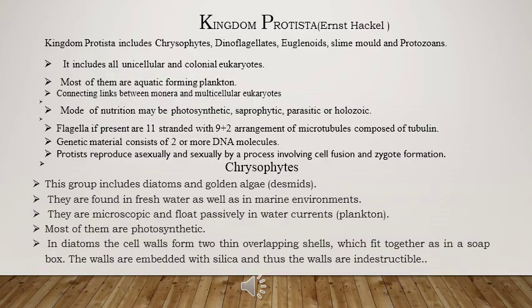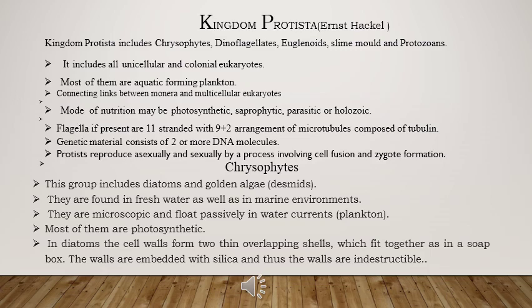Now start with kingdom Protista, given by Ernst Haeckel. It includes all the unicellular eukaryotes that live in colony form. These are aquatic. So these are the connecting links between Monera and multicellular eukaryotes. The kingdom Protista shows the mode of nutrition, autotrophic as well as heterotrophic. If we are talking about autotrophic, it shows photosynthetic mode of nutrition. So some of them have chlorophyll in them for the photosynthesis process. If heterotrophic in nature, these may be saprophytes, parasites, or holozoic.